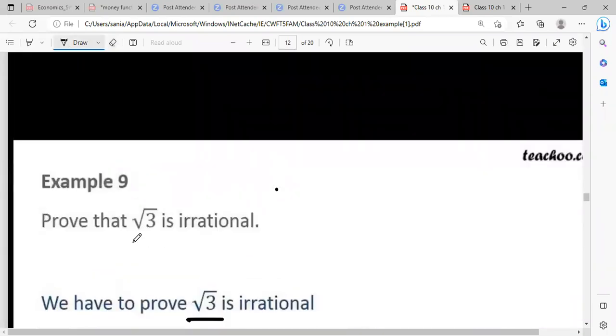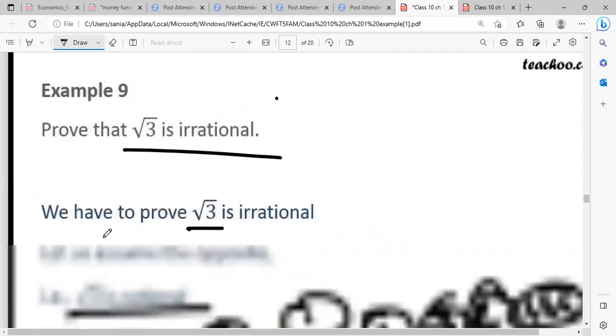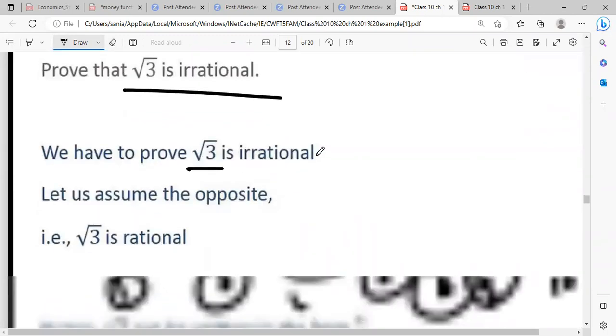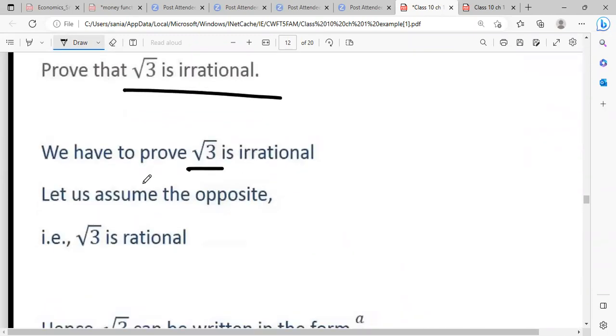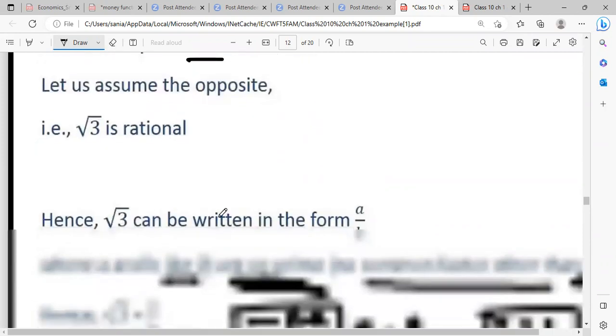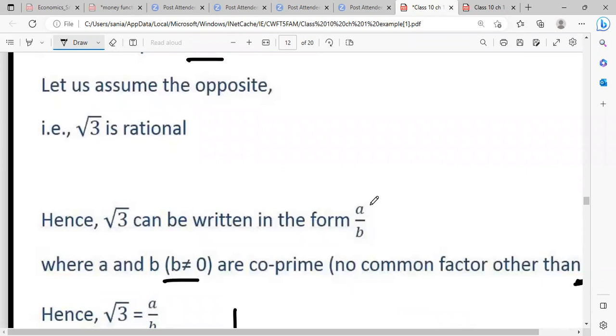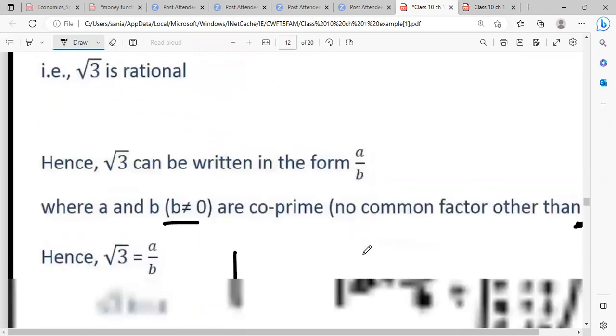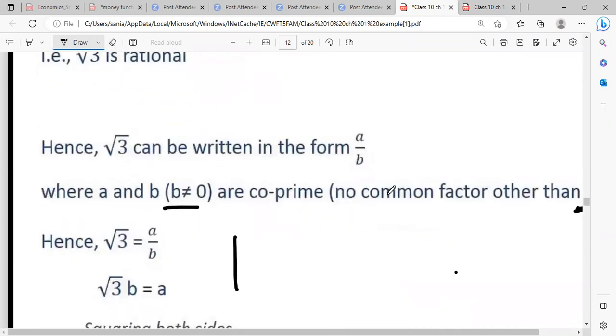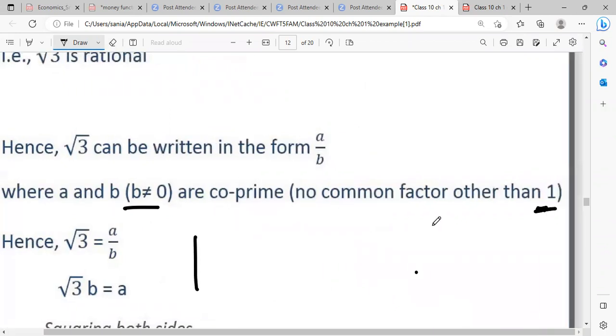Okay, so let's just start again. We have to prove that under root 3 is irrational. So you said we have to prove that under root 3 is an irrational number. I was not believing you. So you said, okay, ma'am, let's assume that under root 3 is a rational number. If it is a rational number, then you can represent it in the form of a upon b, right? And at that time, a and b should be co-prime numbers and b should not be equal to 0. Co-prime numbers means they should not have any common factor other than 1.